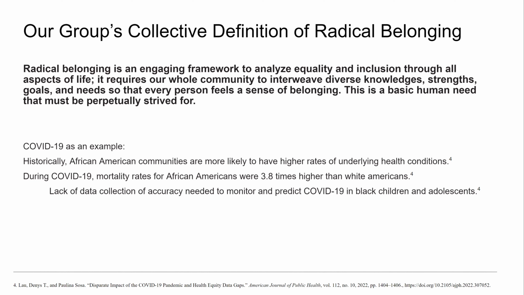And so one way to describe this further is using COVID-19 as an example. You could write textbooks about this. So very briefly, African-American communities are more likely to have higher rates of underlying health conditions. That was before COVID-19. And using this radical belonging framework, you could say that they didn't have the same sense of belonging to healthcare access or the same sense of belonging to healthcare trust, or even economic resources, and the list goes on and on and on.